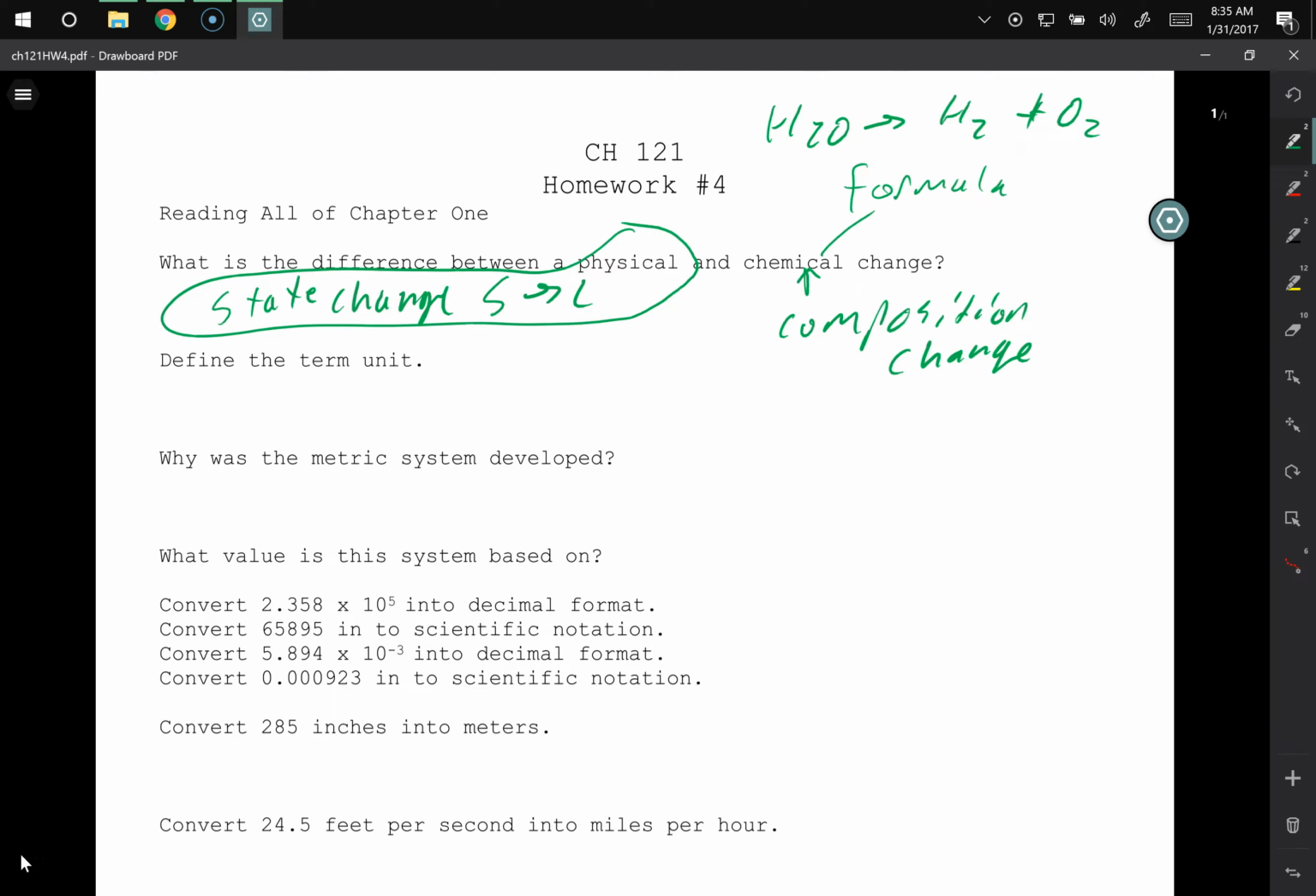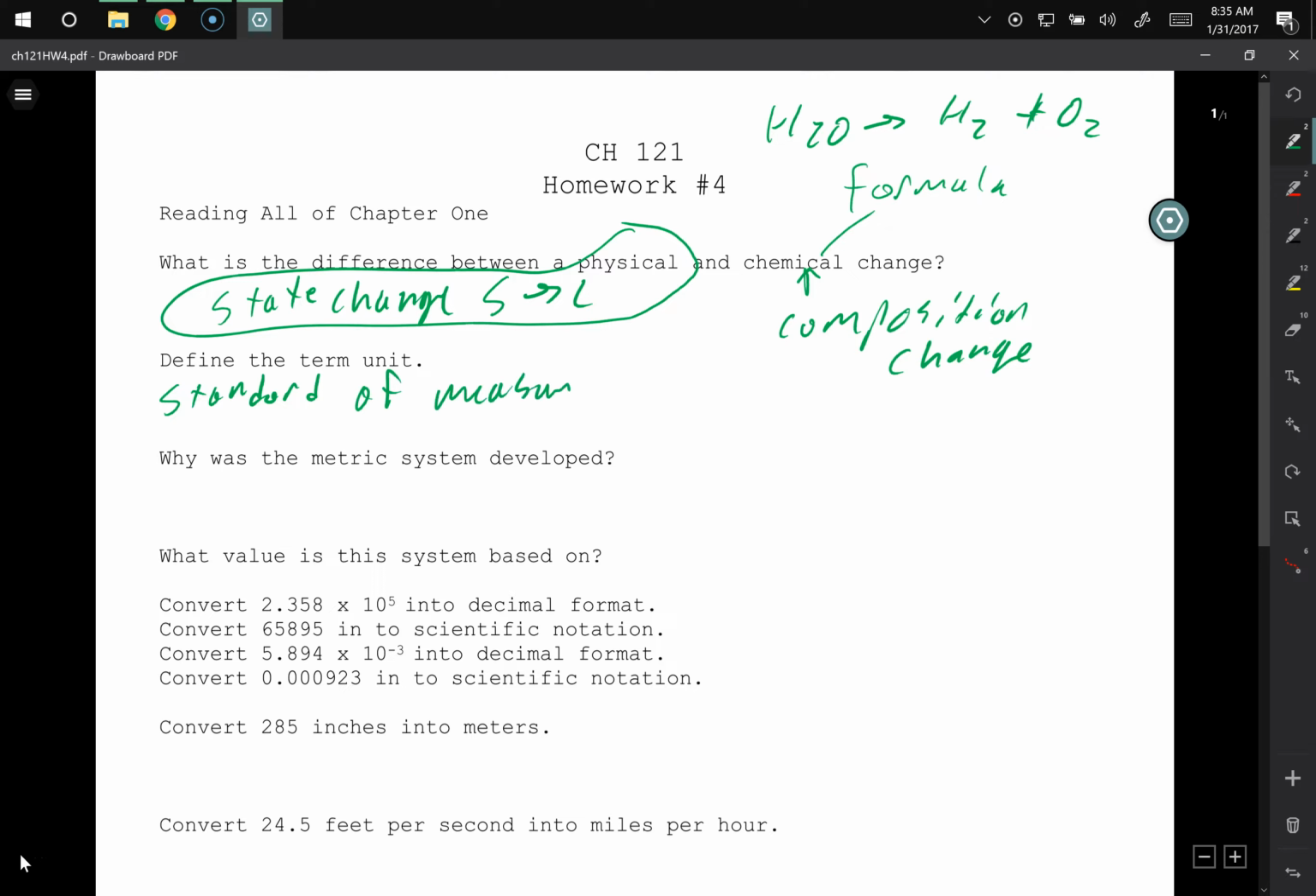Unit, definition for unit. Okay, I need standard. So it's a unit, we're obviously measuring something. And the standard part, what's important about that? Everybody agrees, everybody's on the same page.